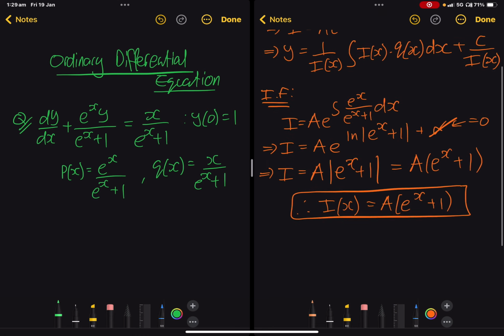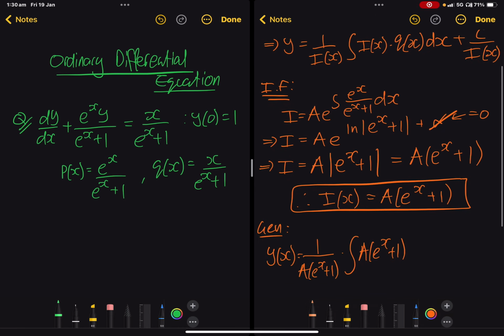Now we're going to use this in order to find the solution. So first we're going to find the general solution. So y of x is equal to 1 over the integrating factor, a times e to the x plus 1, times the integral of the integrating factor, a times e to the x plus 1, times q of x. Now q of x, we said on the other side, was x over e to the x plus 1. So times x over e to the x plus 1. This is very convenient. These e to the x plus 1s will cancel out.